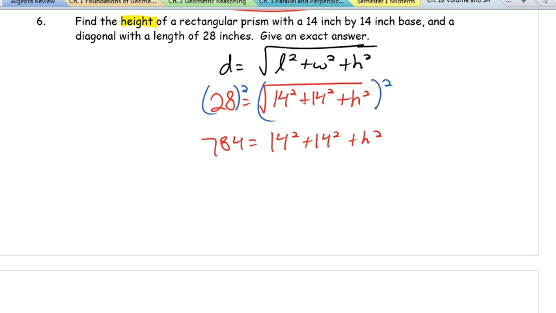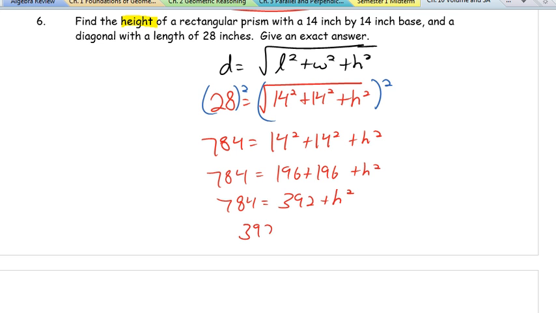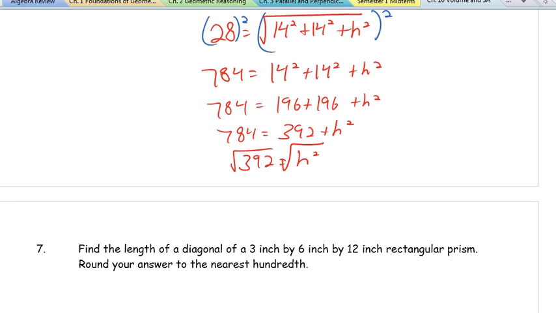We'll go ahead and do 14 squared. And that's 196 plus 196 plus h squared. So 196, two of them is going to be 392, I believe. And subtract that from both sides. And you end up with 392 equals h squared. Take the square root. It says give an exact answer, so my feeling is I have this as a decimal. Oh well. We're going to have to break this up.